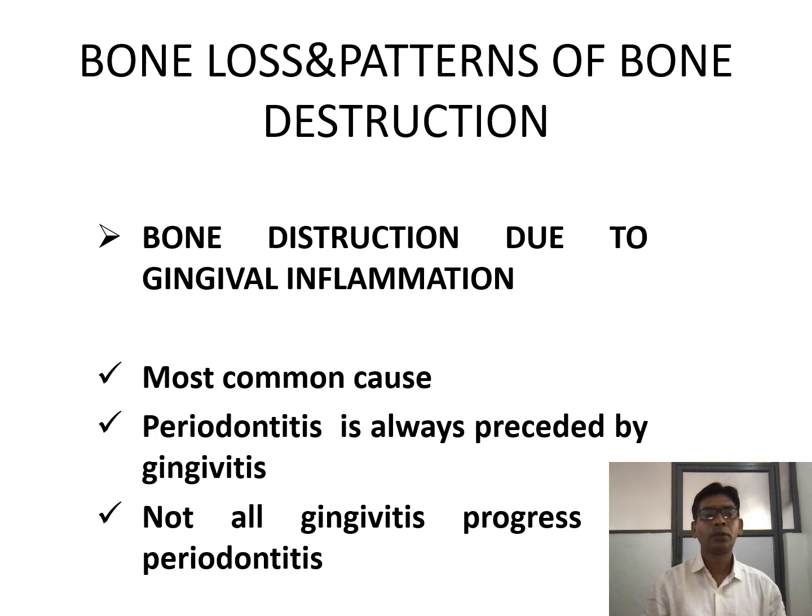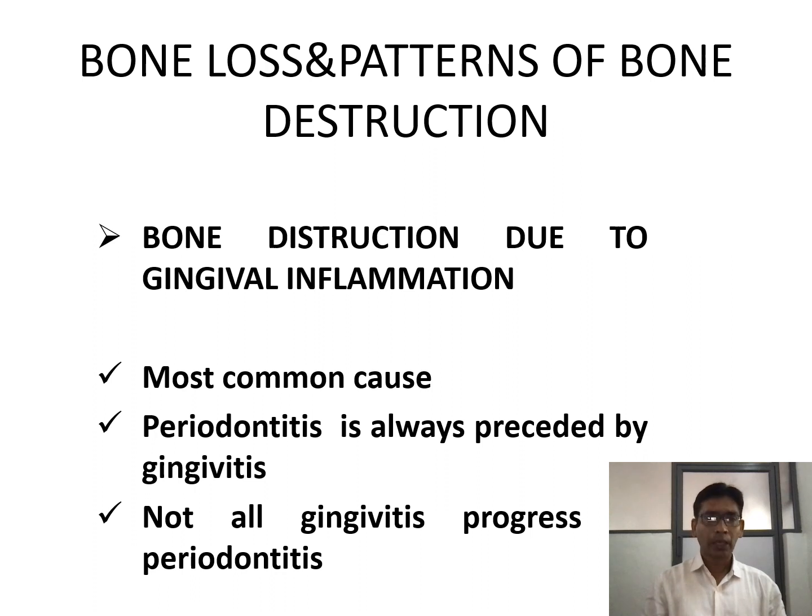along the alveolar bone, leading to a variety of patterns of bone loss. These bone loss patterns are important for us for treatment planning and also for assessing the pathway of inflammation. Now the most common cause is gingivitis extending into the periodontal pocket, causing destruction of the alveolar bone.